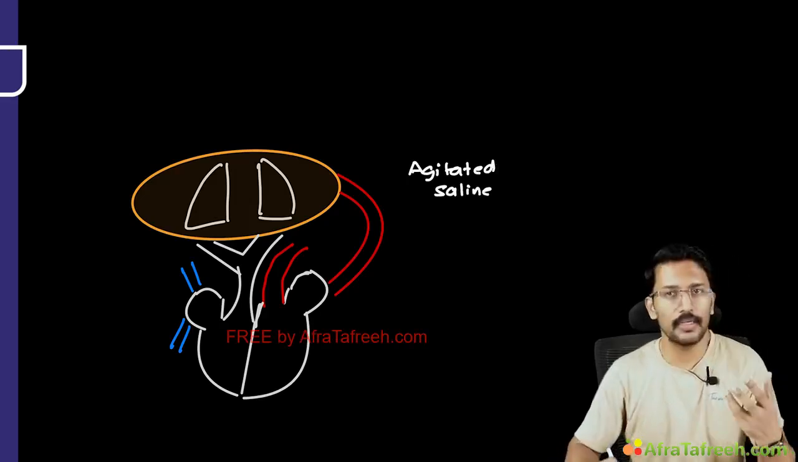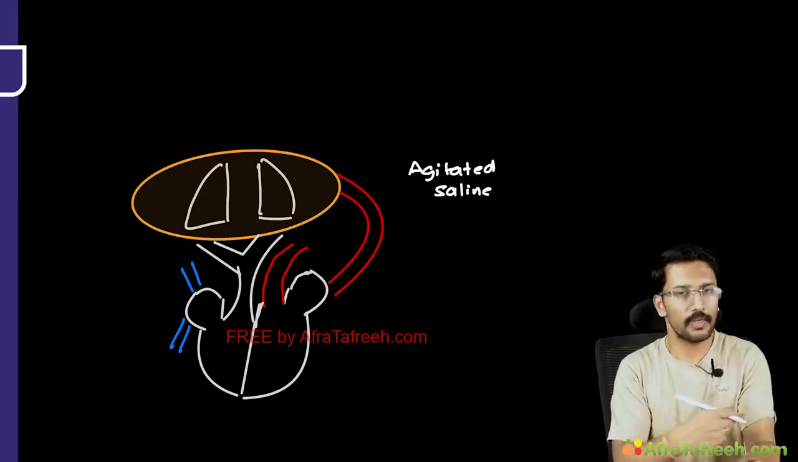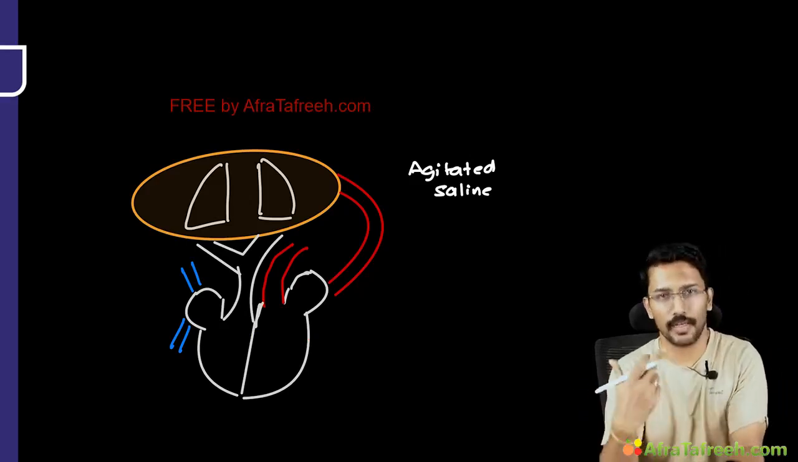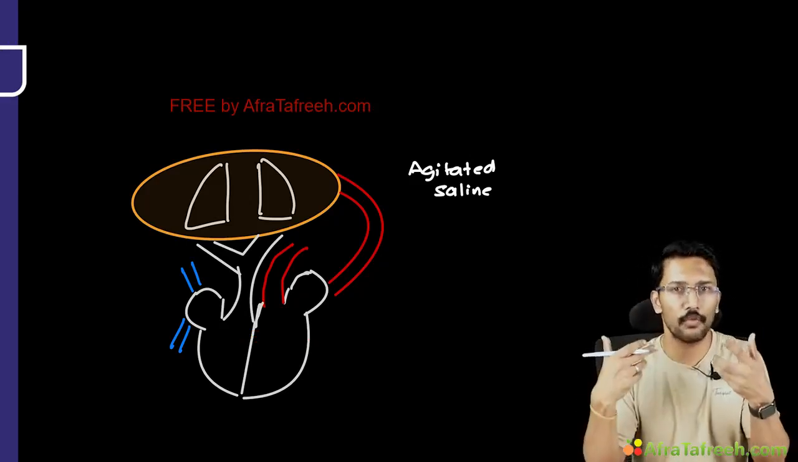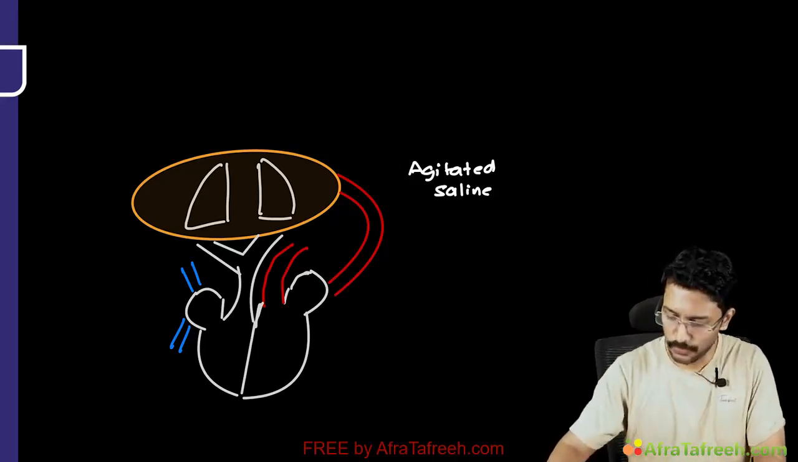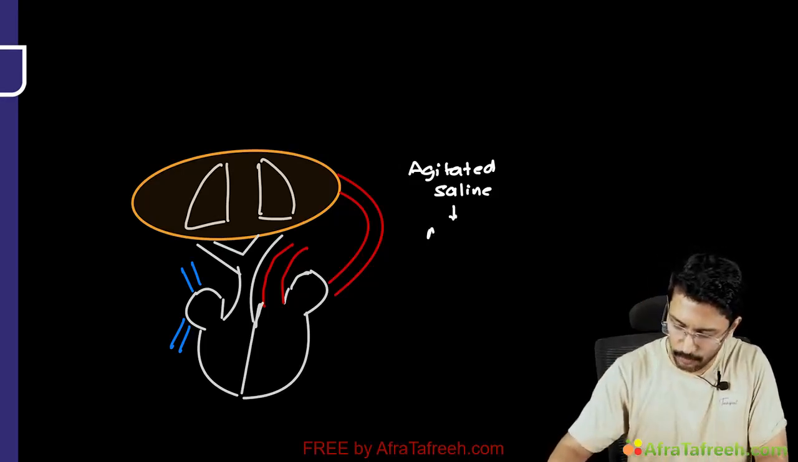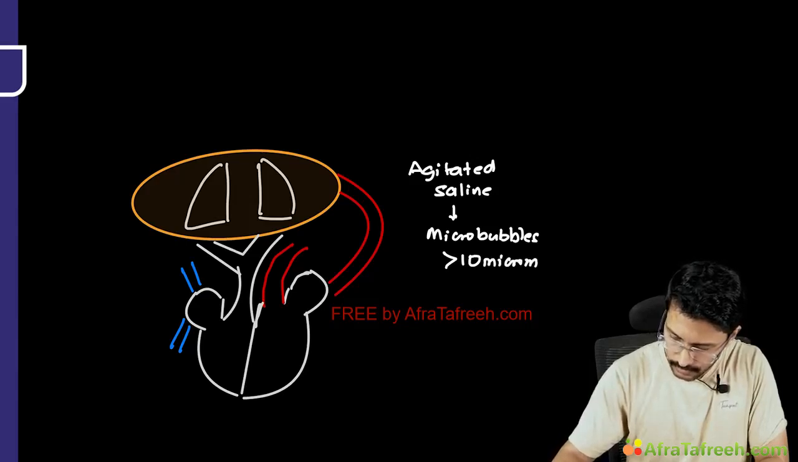Now what we do is take 9 ml of saline and use a 3-way cannula, right? Connect one syringe with 9 ml of saline and another syringe with 1 ml of air, and when you push through both, it agitates the saline and creates micro bubbles. So the saline is agitated to create micro bubbles inside it, which are more than 10 micrometers in diameter.